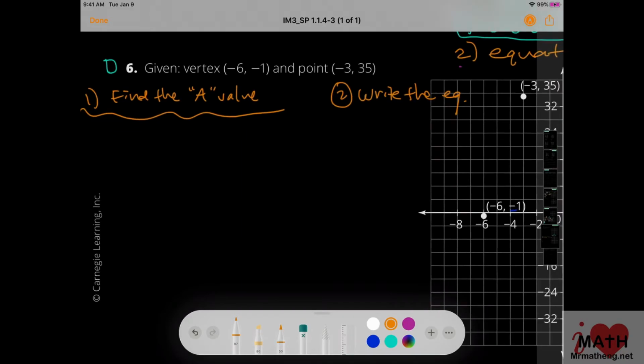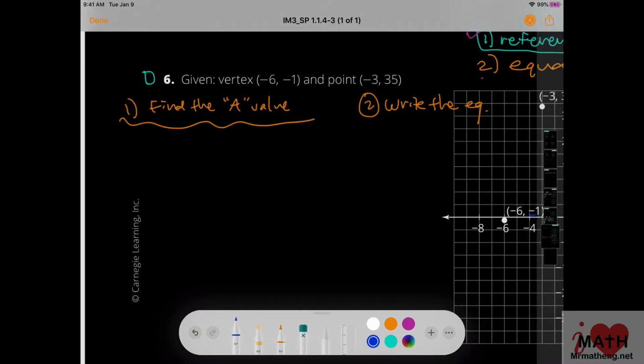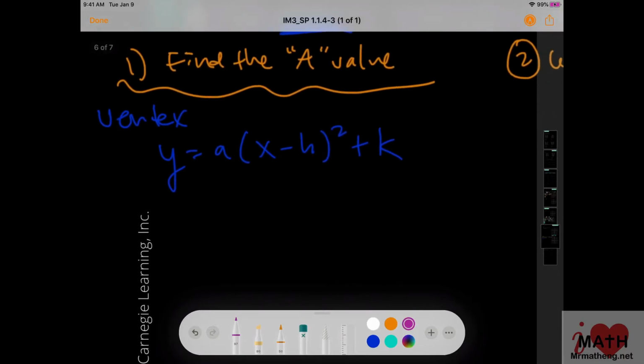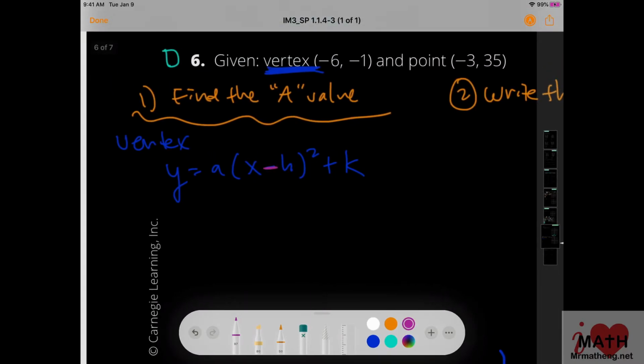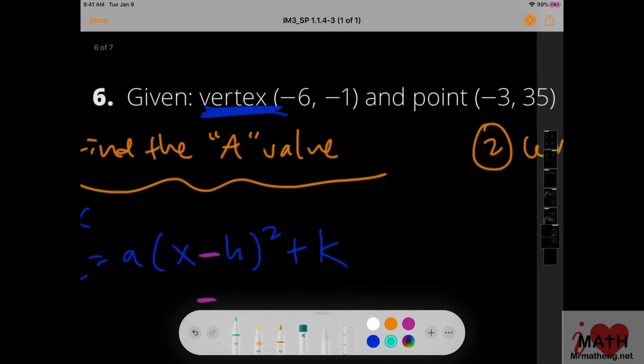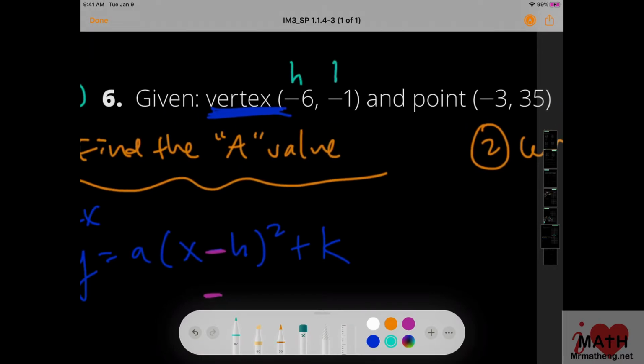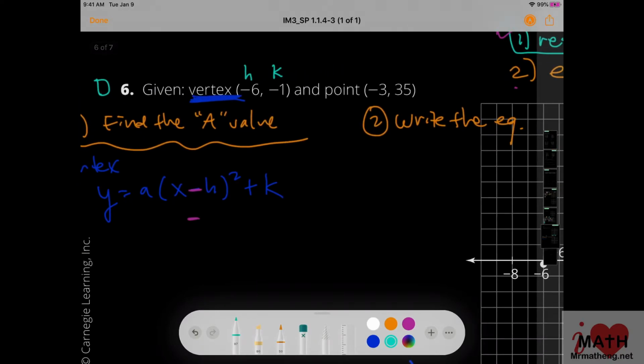Okay, so what do they give us here? They've given us vertex form. So we just write down the vertex form, which is y equals a times (x minus h) squared plus k. And again, the part that students get stuck on is this minus sign, okay? Let's label what we have. The ordered pair for the vertex is going to be (h, k). h is -6 and k is -1. Now, the ordered pair, or this point, is just an x and a y. Any ordered pair is just x and y.